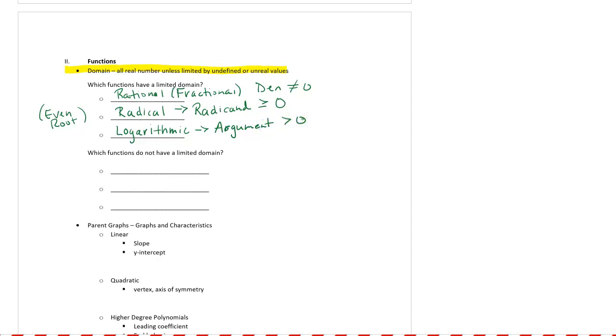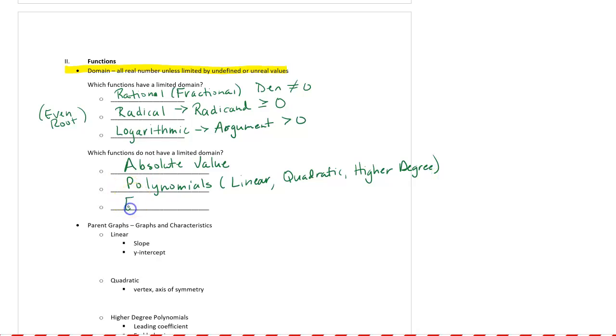And then the functions that do not have a limited domain: absolute value, polynomials, and those could be linear, quadratic, or higher degree. And then finally, the last function we were introduced to was exponential. So all of these functions, as long as they aren't combined with anything above that has a limited domain, these would be all real numbers.